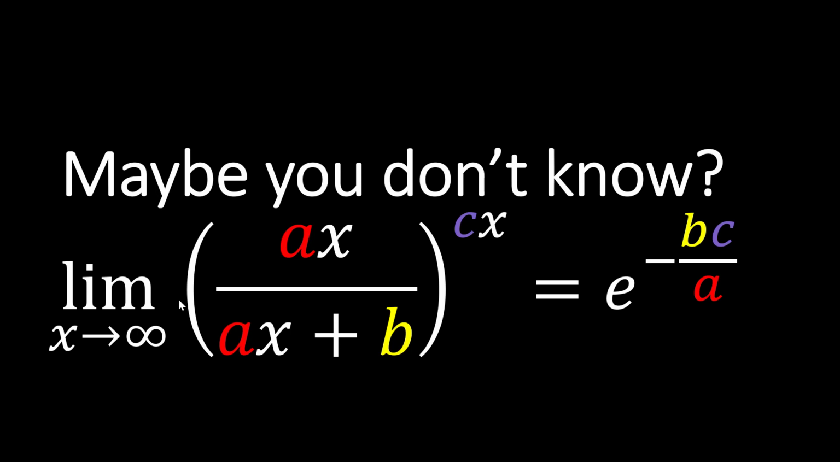In general, the limit as x approaches infinity of (ax over ax plus b) to the power cx is equal to e to the negative bc over a.